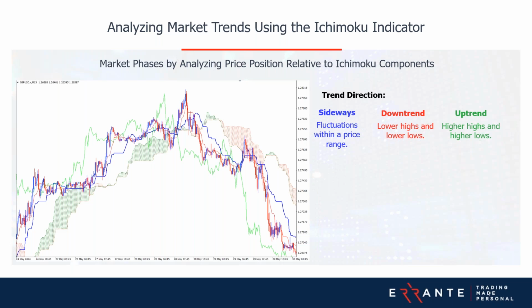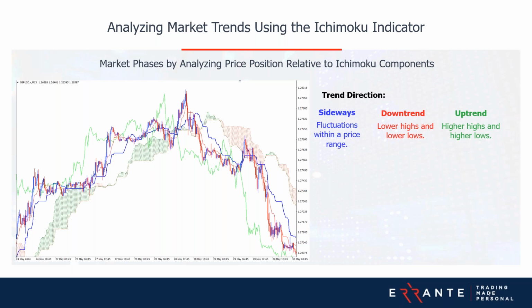And then we have the sideways or range-bound market. In a sideways or ranging market, the price fluctuates within a certain range without establishing a clear uptrend or downtrend. We know that. But let's see how Ichimoku can actually help us to identify sideways. In a sideways market, the price will oscillate around the Kumo, and the Tenkan-sen and Kijun-sen may frequently cross each other. The Kumo itself tends to be flat, reflecting the lack of a strong trend.